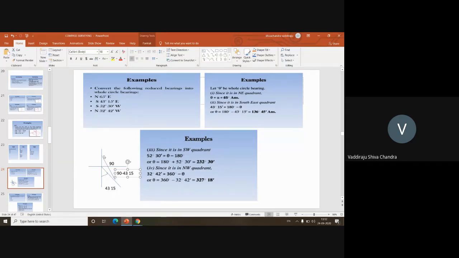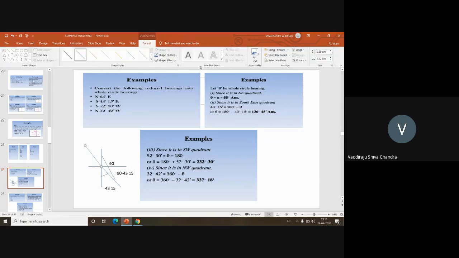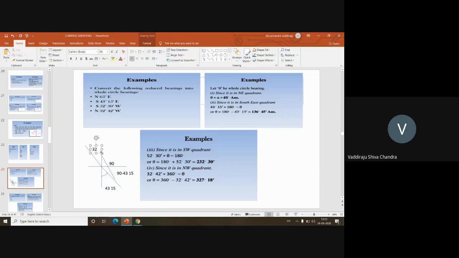Simply, if you want to determine this from here to here, it is 180. Subtract this 43 degrees 15 minutes. The rest of the value gives you the whole circle bearing. Okay. So now what will be the answer for north 32 degrees 42 minutes west? So this angle is 32 degrees 42 minutes from this north and west line. So from here I need to measure. I can add 90 plus 90 plus 90 minus 32 degrees 42 minutes, or simply 360 minus 32 degrees 42 minutes. The answer is 327 degrees 18 minutes.